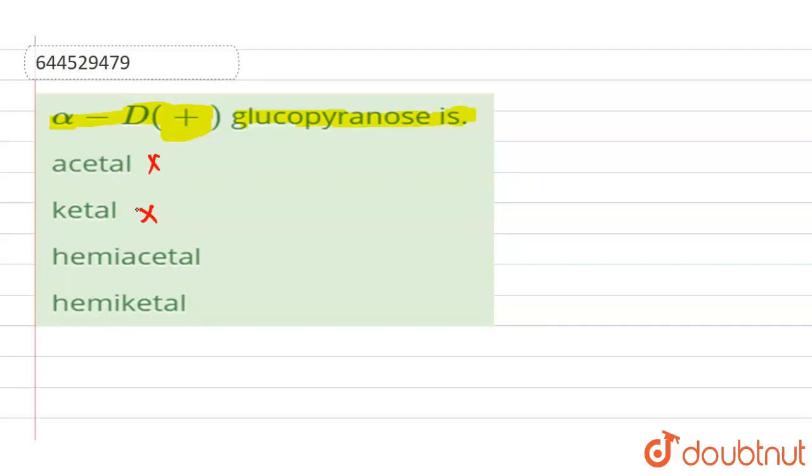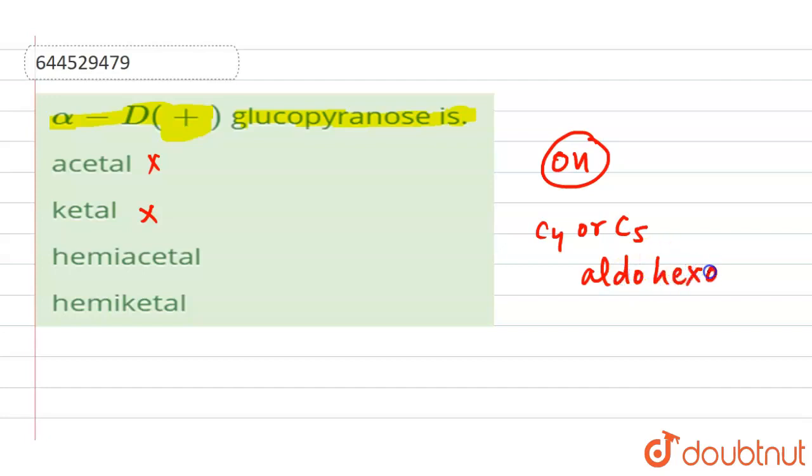Because when we have glucose, it forms the hemiacetal or hemiketal. How does it form? When the monosaccharide contains a hydroxyl group and an aldehyde or a keto group, one OH group can combine, usually the C4 or C5 carbon in the aldohexose which contains the aldehyde group, and C5 or C6 in the ketohexose.